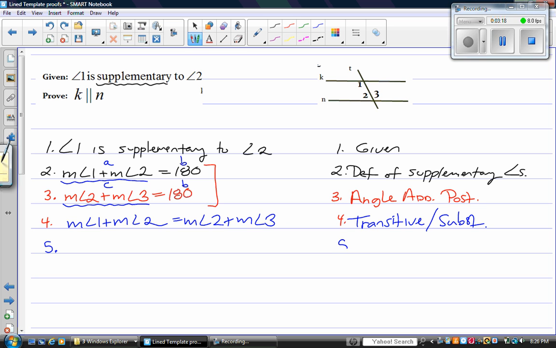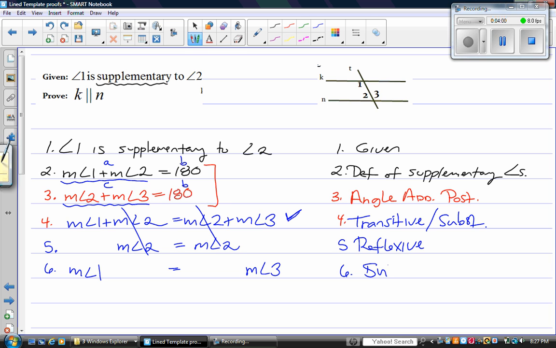Step 5, the pattern continues. Whenever I have a statement like this, with two quantities on the left-hand side and two quantities on the right-hand side of the equal sign, I want to see if I can remove something from both sides. We recognize that symbol-wise, the measure of angle 2 is on the left and the measure of angle 2 is on the right. So I'm going to state that what I'm about to remove from both sides is in fact the same thing, and that's just the reflexive property. Then you can remove these, and I'd be left with the measure of angle 1 equal to the measure of angle 3, and removing from both sides is the subtraction property of equality.